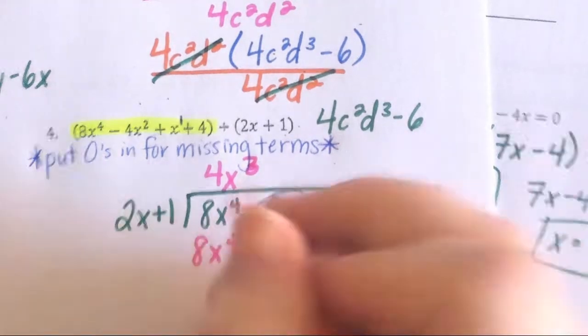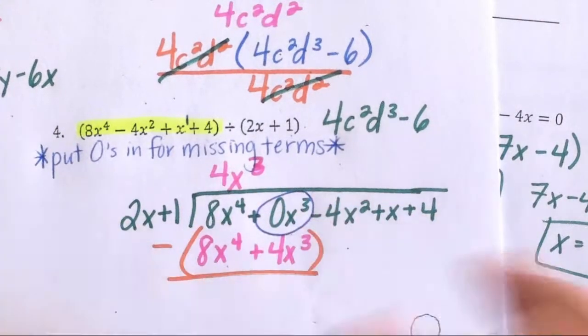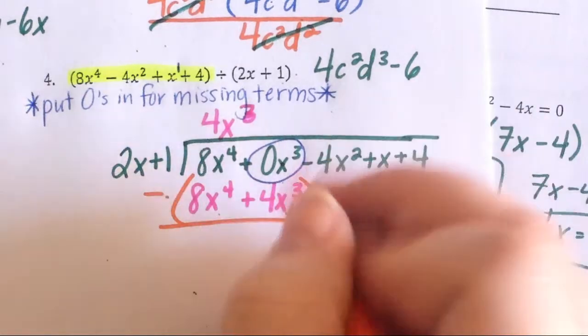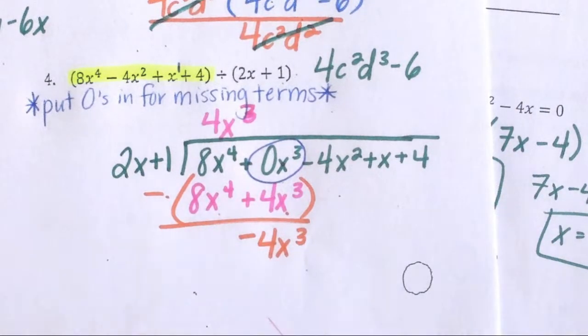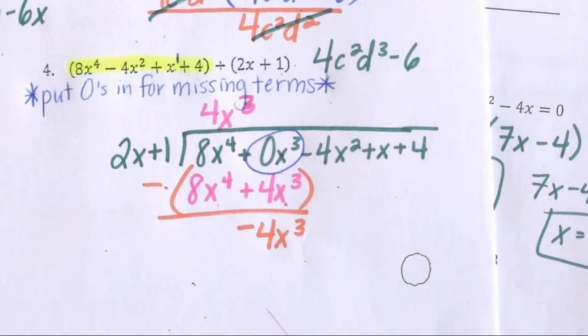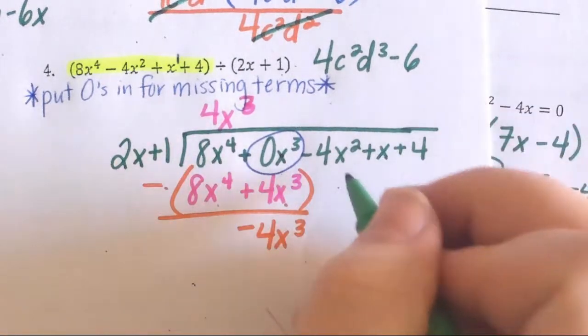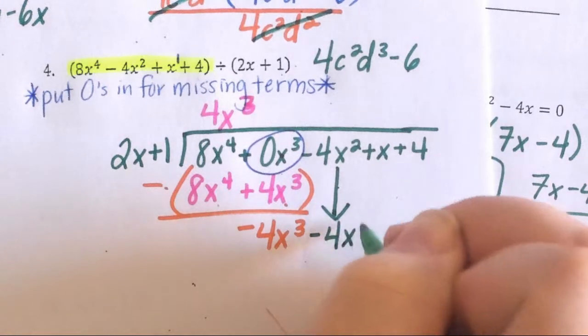Okay, so we've got to subtract. So 8x to the 4th minus 8x to the 4th, we get 0. 0 minus 4x to the 3rd, we get negative 4x to the 3rd. Are there any questions about the orange? Okay, well, I'm getting smart. Since we've got 2 guys out here, I need 2 guys down here every time. So I know I should probably go ahead and bring down that negative 4x squared.